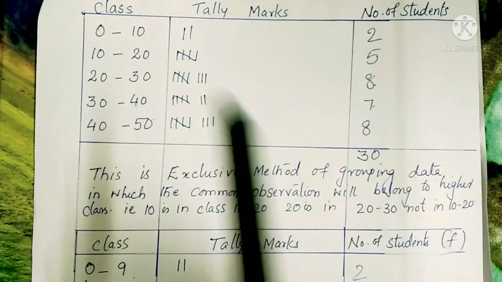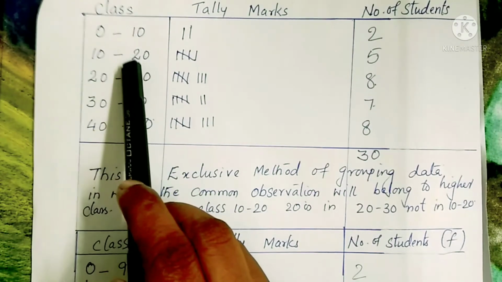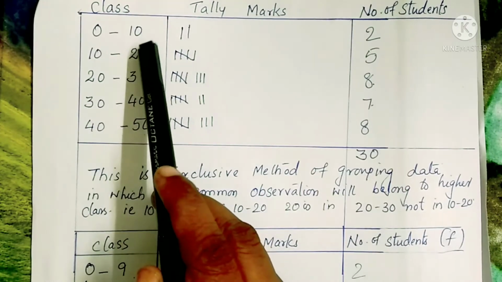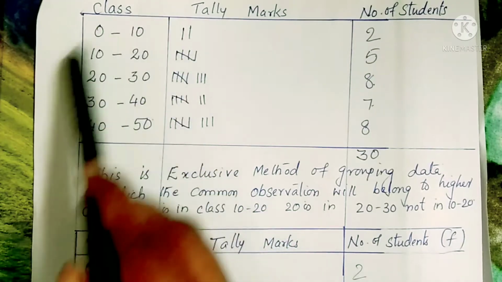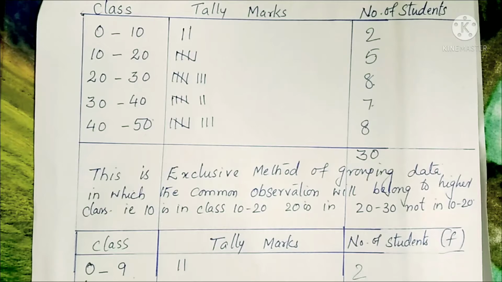Higher class means what here? See, this is the first class, this is the second class. So which is the higher class? Second class. Second and third, the third class is higher. So 20 will be included not in the second but in the third. So this type of data is called the exclusive method of grouping data.